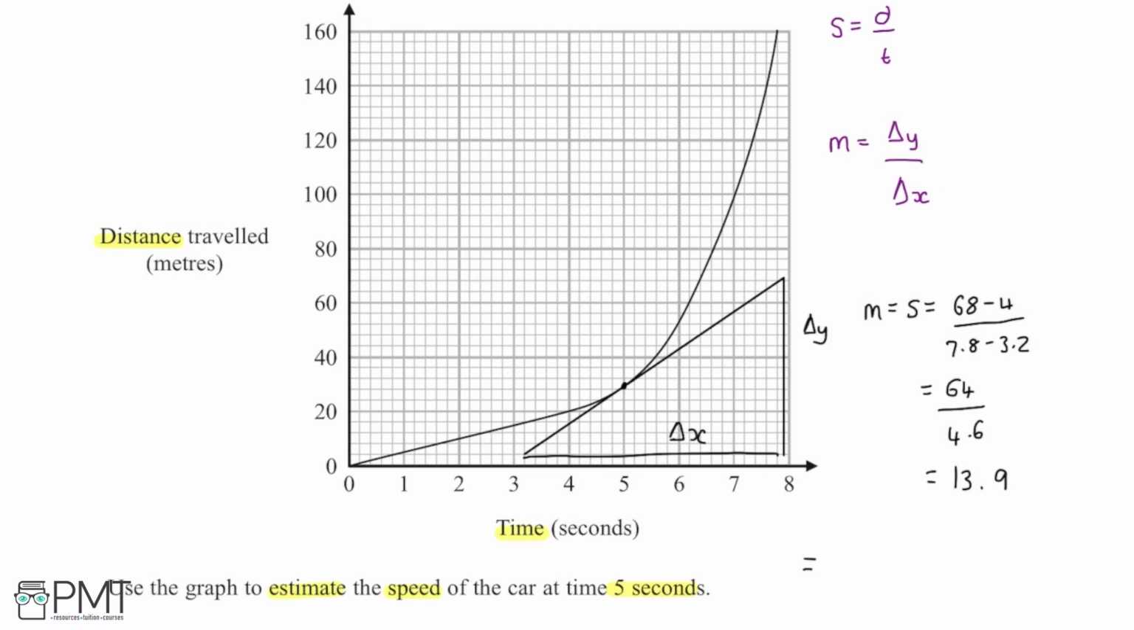So the final answer of 13.9 meters per second is going to gain me all of the marks for this question. The first mark is for drawing the tangent to the curve at the point where time is 5. Another mark is for the process of finding the gradient of this tangent. And the final mark is for an answer in the range of 11 to 19 meters per second, depending on how exactly the tangent's been drawn in, as this may cause a slight difference in the gradient.